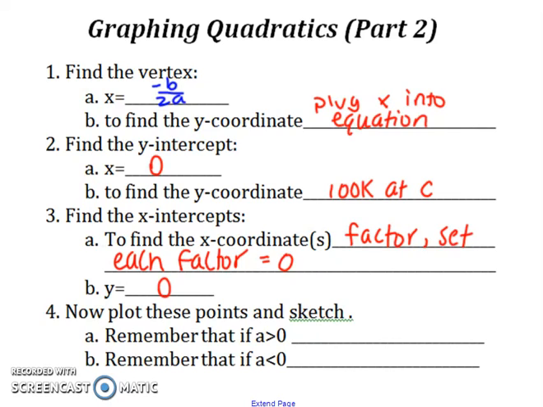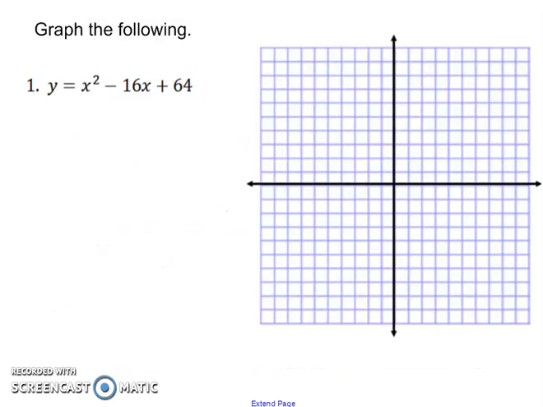Okay, so now we plot these points and we sketch. And remember, if a is greater than 0, so if a is positive, you have a smiley face, so you have a minimum. If a is less than 0, it's negative, you have a frowny face, and that's called a maximum.